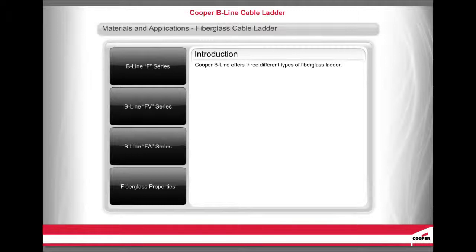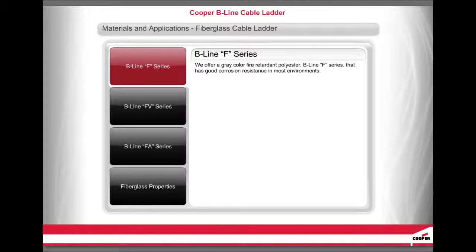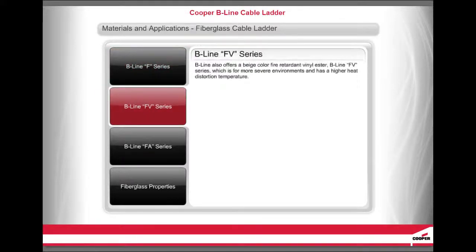Cooper B-line offers 3 different types of fiberglass ladder. We offer a gray color fire-retardant polyester B-line F series that has good corrosion resistance in most environments. B-line also offers a beige color fire-retardant vinyl ester B-line FV series, which is for more severe environments and has a higher heat distortion temperature.